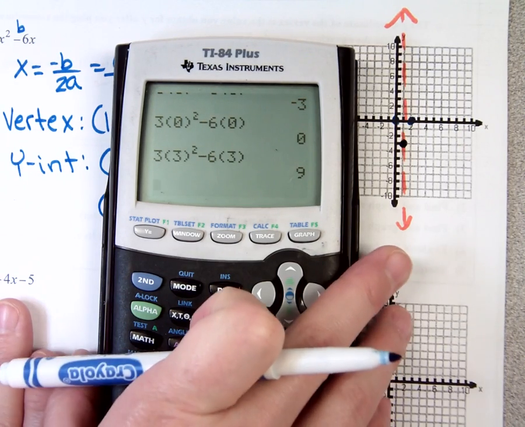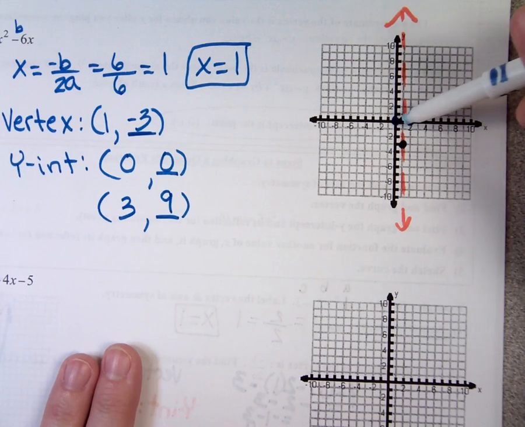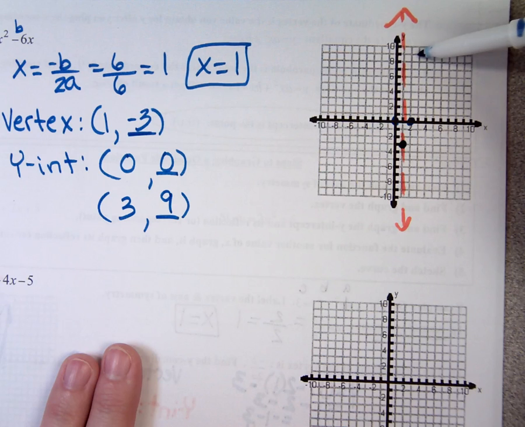We're going to plot it, and then we're going to flip him. So we're going to plot 3, 9. I'm going to go right 3 and up to the 9. Do you know where that one's going to land when you flip him?